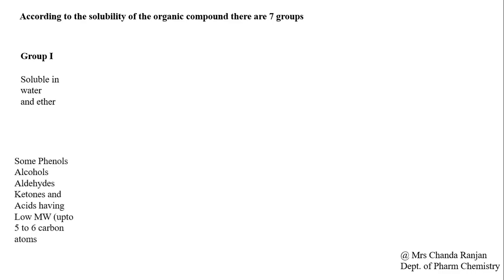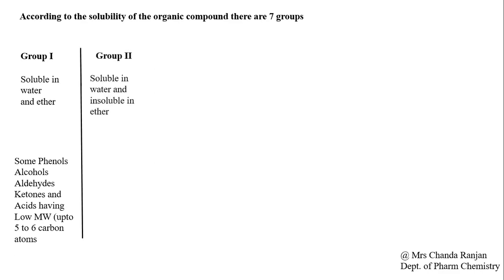According to the solubility of organic compounds, there are 7 groups. I'll be discussing one by one which those groups are. First one is group 1. We take the sample, and if we find that it is soluble in water as well as ether, then we categorize it as group 1 compounds. These are some phenols, alcohols, aldehydes, ketones, acids, those having low molecular weight that contain up to 5 to 6 carbon atoms only.